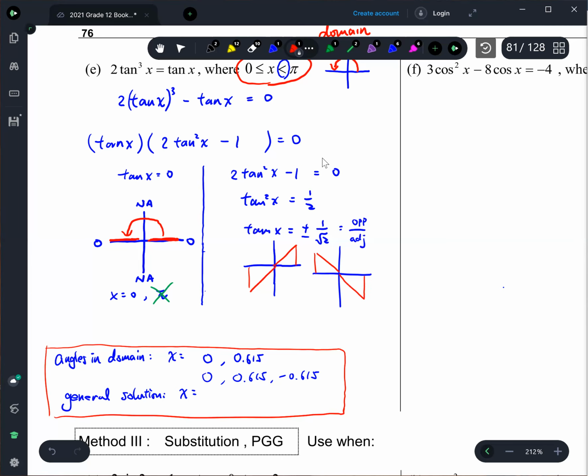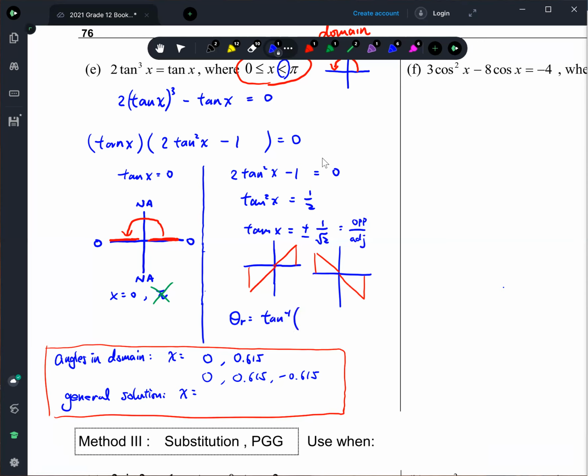Okay, now because the ratio is not special, we need a calculator to get our reference angle, right? So theta r is tangent inverse, and we put in the ratio. You cannot use negative numbers. If you want to find the reference angle, only a positive ratio goes inside, okay? And make sure you're in radian. So what's the reference angle that you got?